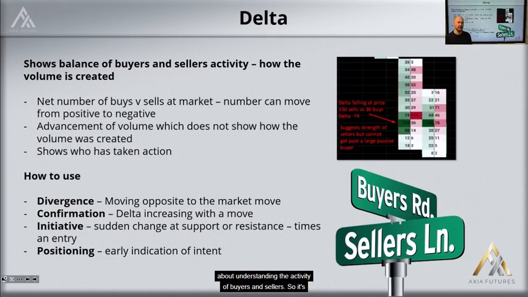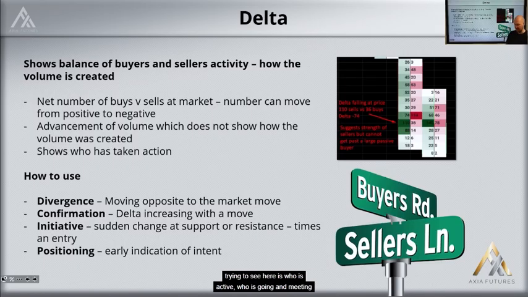So this is about understanding the activity of buyers and sellers. So not just about relative volume and how volume has changed over a period of time, but about understanding the relative action between who's doing the buying and who's doing the selling. So ultimately what delta gives you is the net number of buys at market versus the number of sells at market.